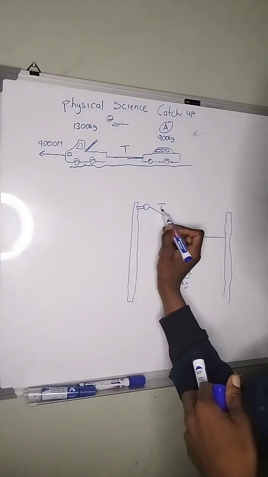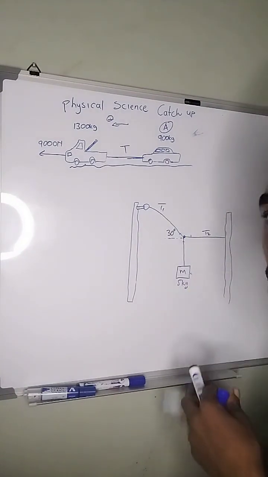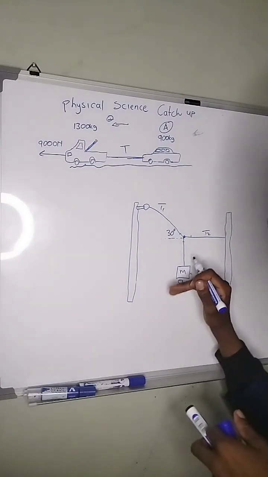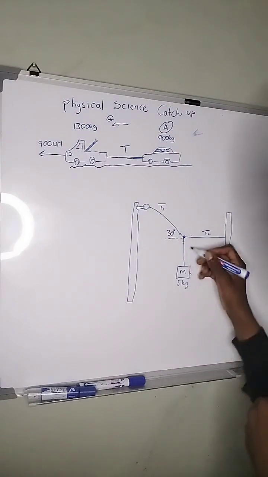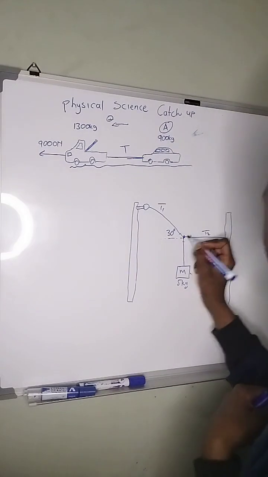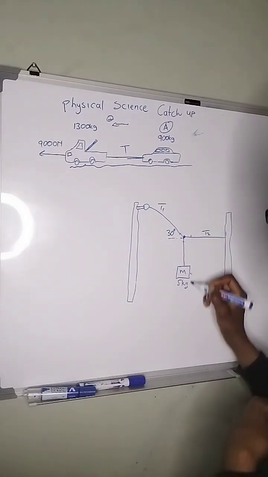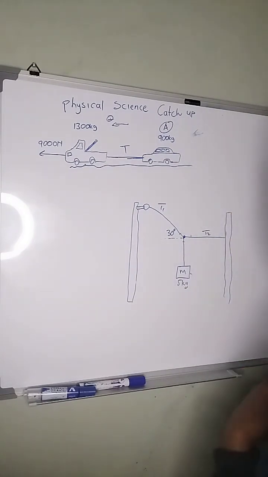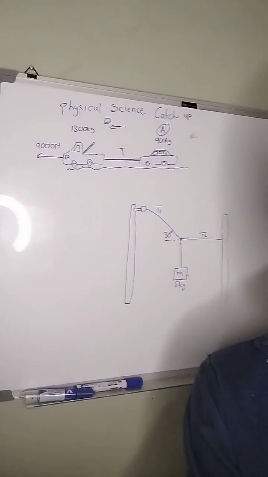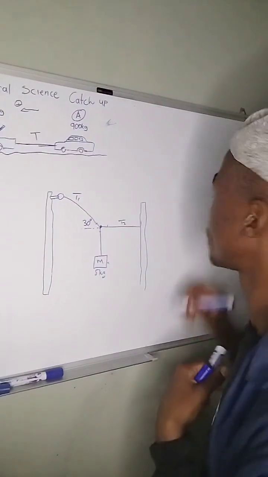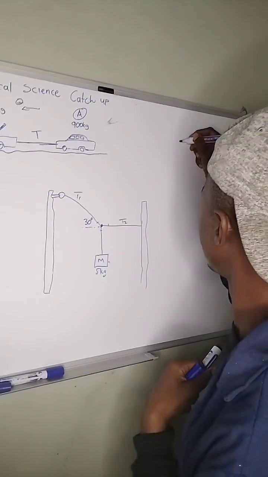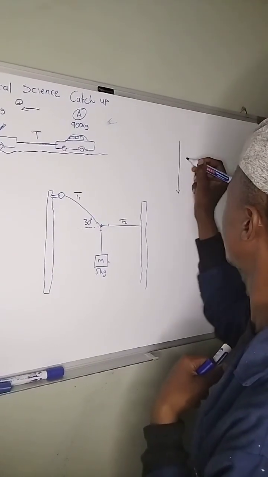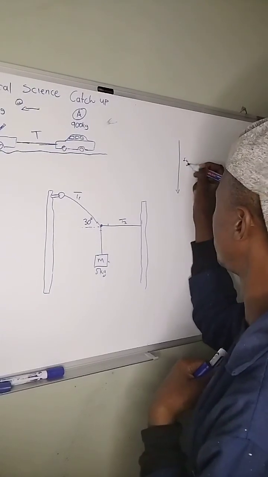So let me call this T1 and let me call this T2. Obviously this is going to be T3, but I'm just going to leave it like that because this force is relative to Fg. So I'm taking this point and I have the force of gravity, which goes down, which is going to be my Fg.